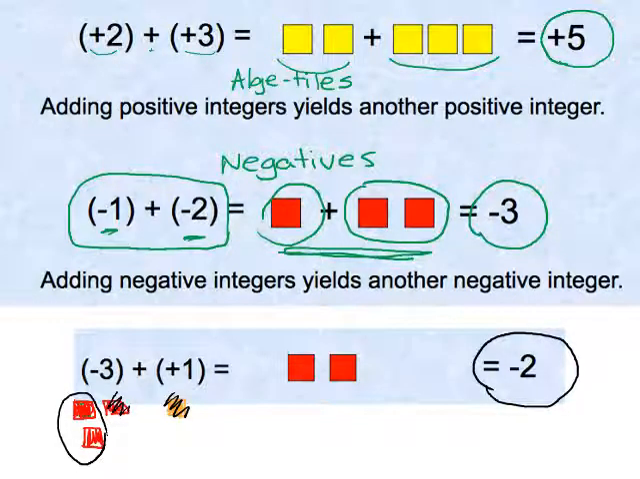So that, my friends, is how you use the algebra tiles. So when you draw out how many negatives you have, and then draw out how many positives you have, and then you just go through and cross off the pairs, one positive and one negative.